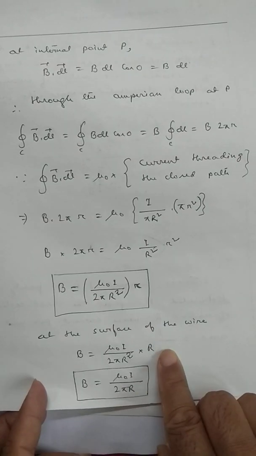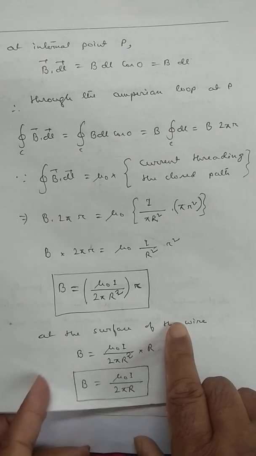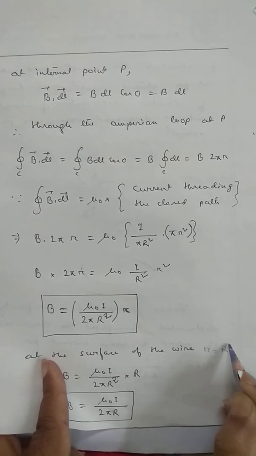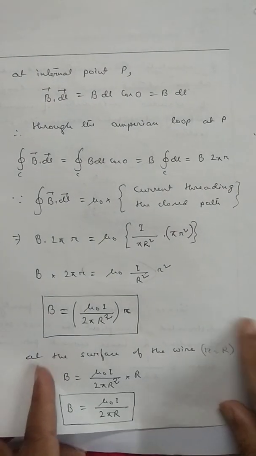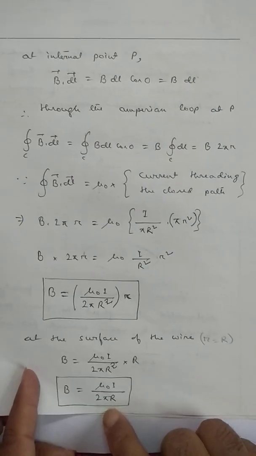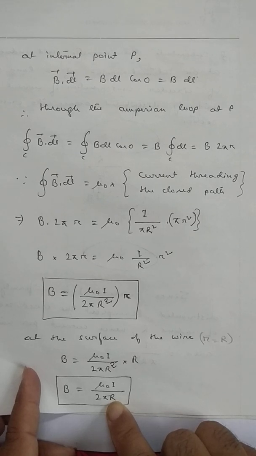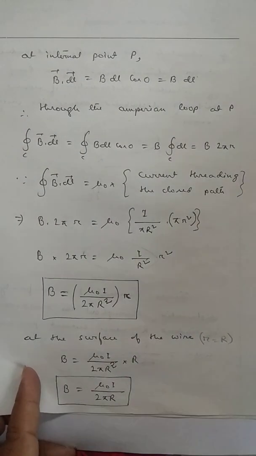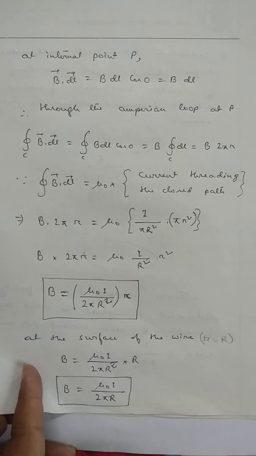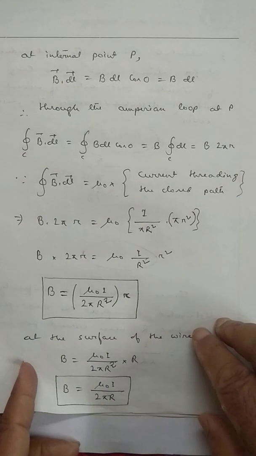And at the surface what happens? Small r is equal to capital R. Therefore, instead of small r I put capital R, one R gets cancelled. It is mu 0 I by twice pi R. It is exactly equivalent to the previous value. Okay?